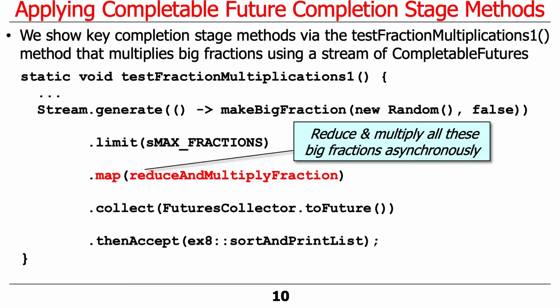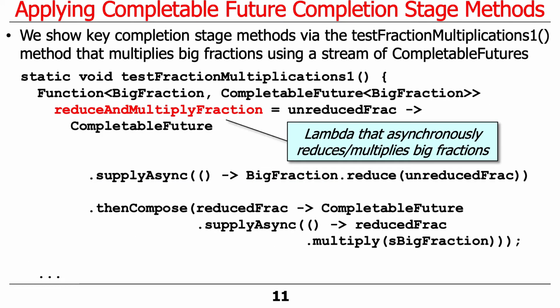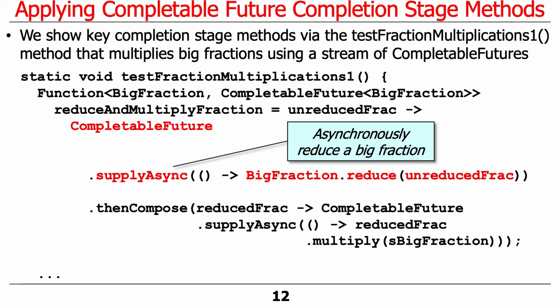So we then take that stream of large, random, big fractions, and we're going to map them to a lambda function called reduce and multiply fraction. So every one of those randomly large big fractions that are unreduced will be reduced and multiplied by the map operation calling this function. And here's what this function looks like. You can see it's a function that's going to end up taking a big fraction in, and it's going to return a completable future to a big fraction.